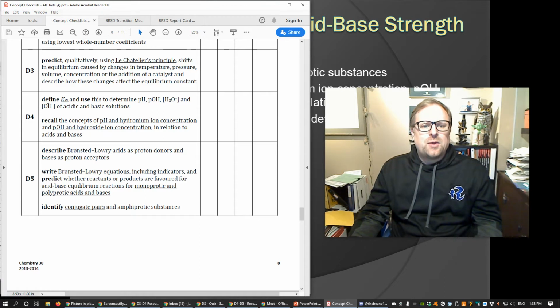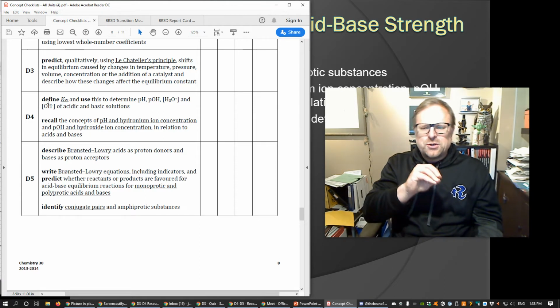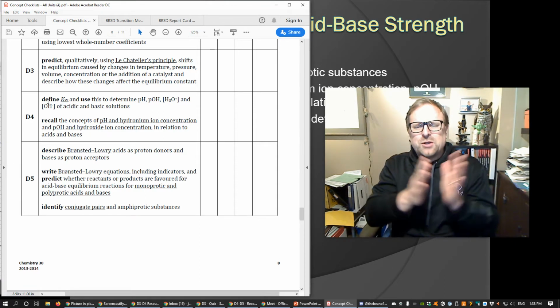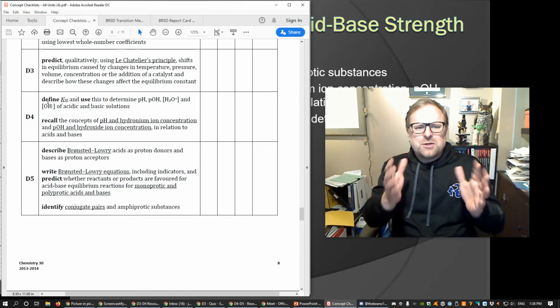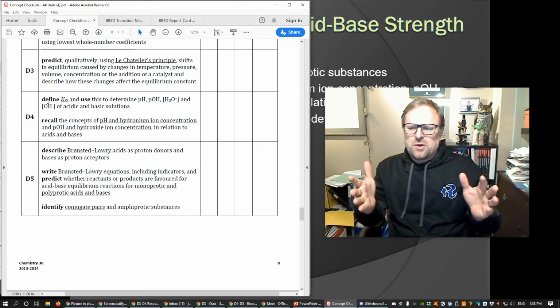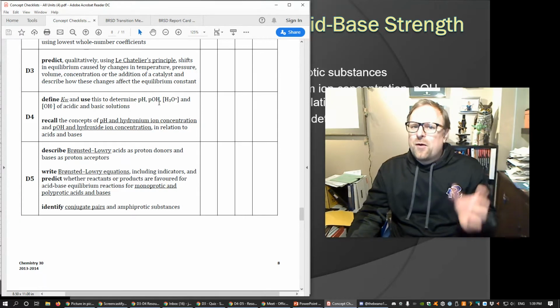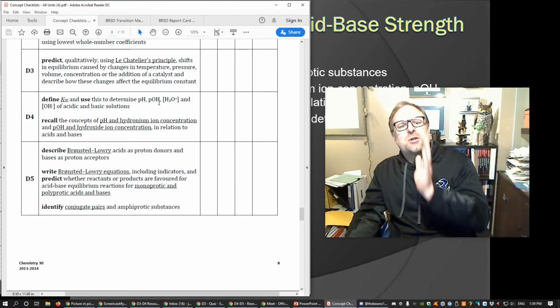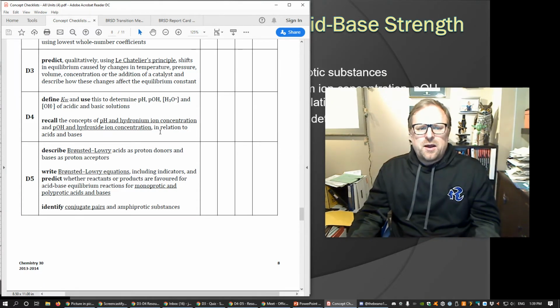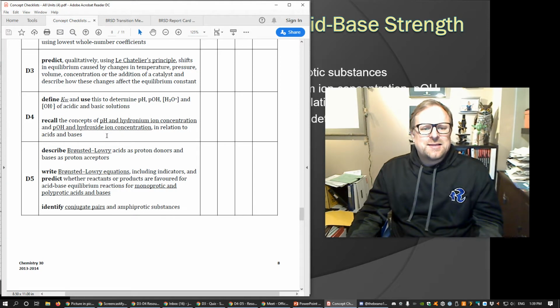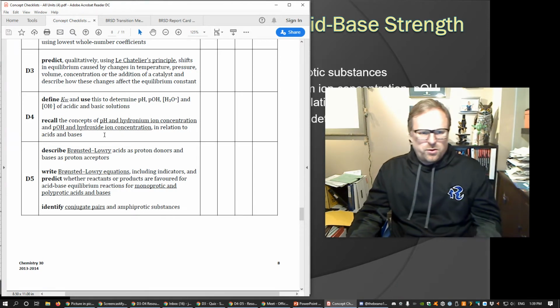In concept D4, we're going to have a quick look at water, and water is going to be the bridge that spans the gap between where we were last year and where we're going this year in trying to understand what's going on with these. We're going to talk about the water ionization constant and how that relates to pH, pOH, and hydronium and hydroxide ion concentrations, and play around with those ideas.